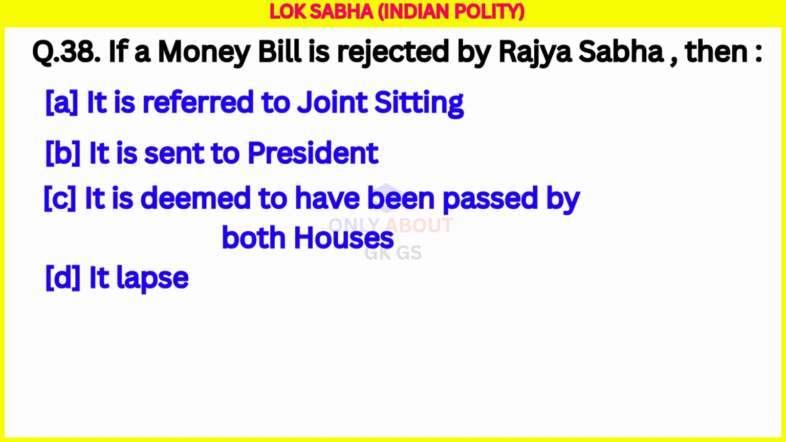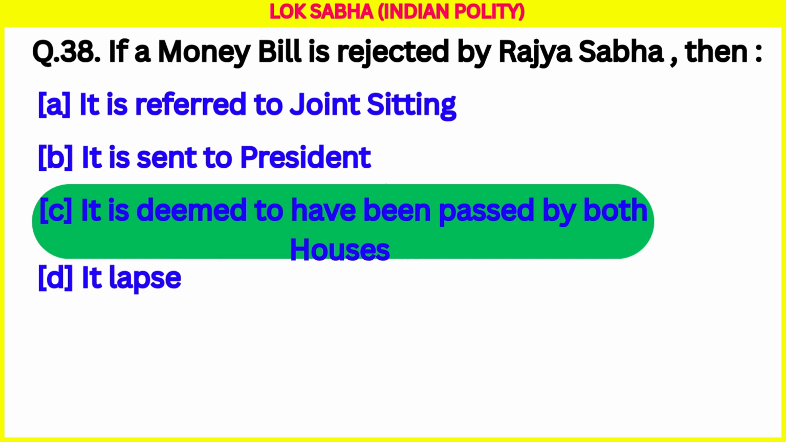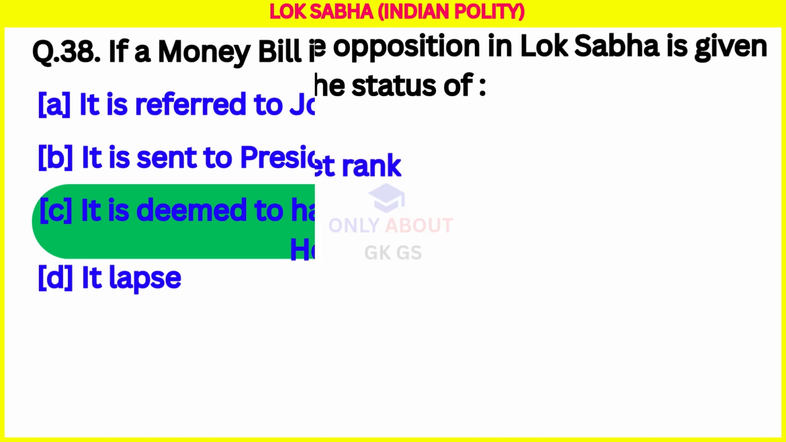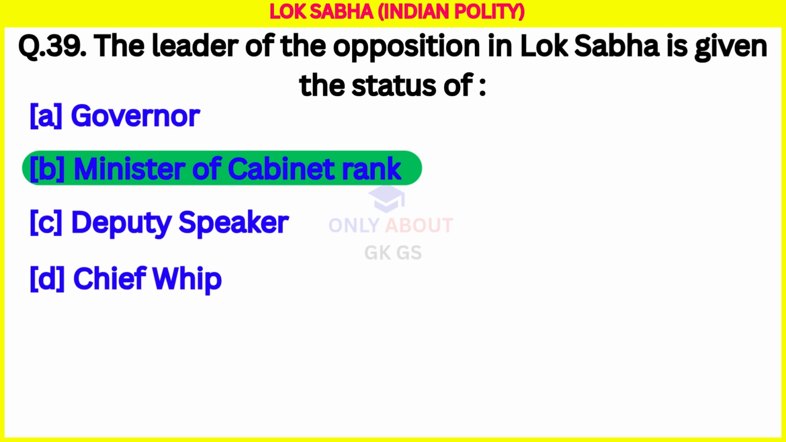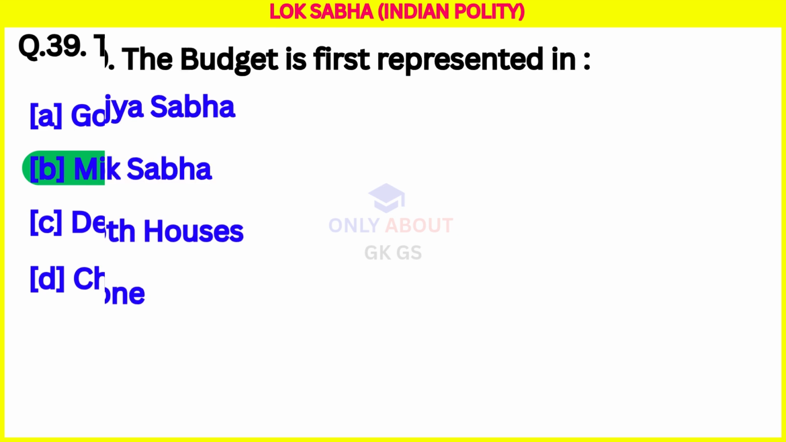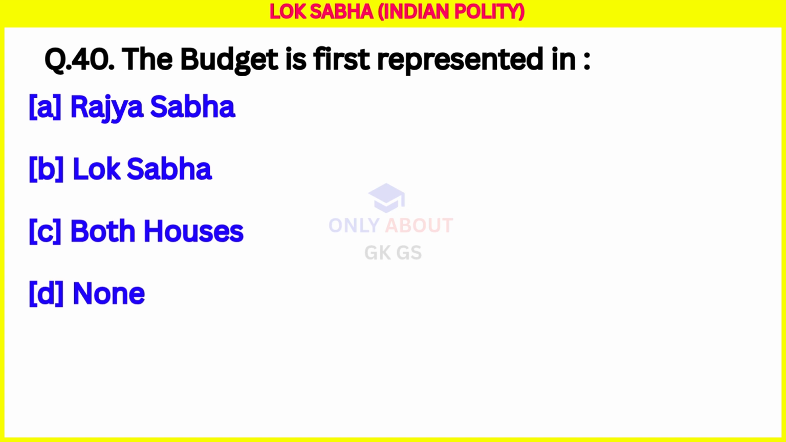Next question. If a money bill is rejected by Rajya Sabha, then? Correct answer, it is deemed to have been passed by both houses. Next question. The leader of the opposition in Lok Sabha is given the status of? Correct answer Minister of Cabinet rank. Next question. The budget is first presented in? Correct answer Lok Sabha.